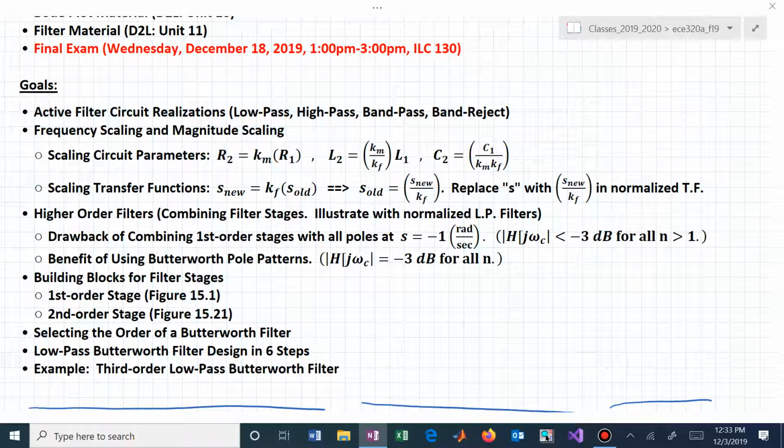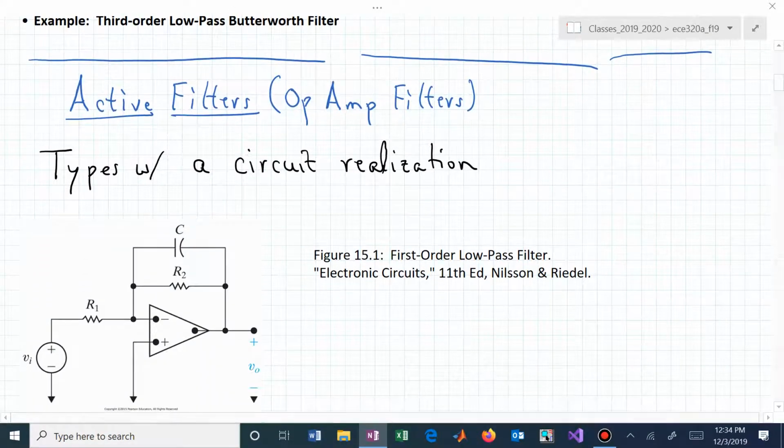And obviously then all of our designs are not going to have a bandwidth of 1 radian per second. That's why we need what we're going to talk about now, which is scaling. How do we scale that? So if I now want a 100 hertz low pass filter, how do I realize that with the circuit elements that I have in hand or that I have available to me? That's where we are going.